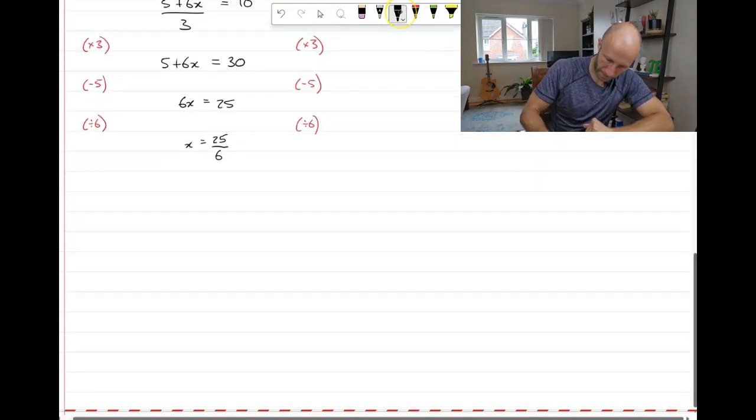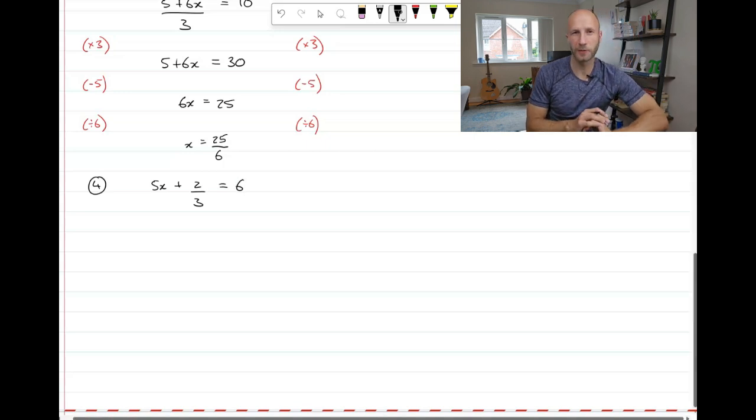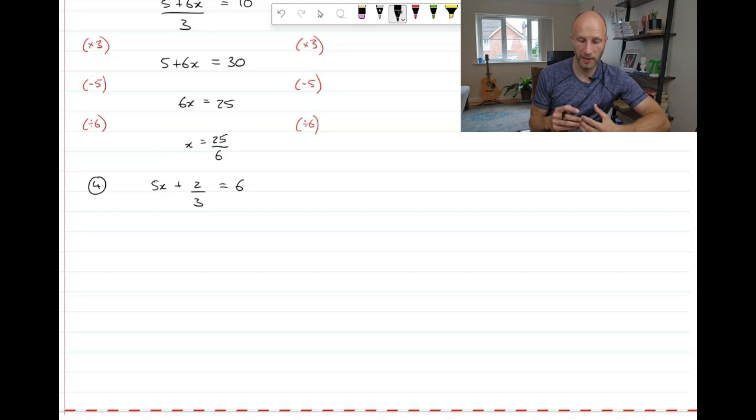Okay, number 4. So 4 is 5x plus 2 over 3 equals 6. I've included this one because people often get confused with how to deal with the 2/3, and also just to show you, if you do have slightly different values, not just whole numbers like plus 2 in here, I can still use this technique that we're doing in this question to make everything whole numbers and nice integers.